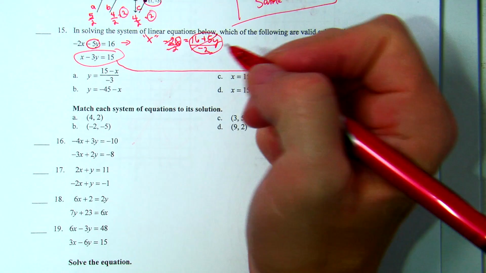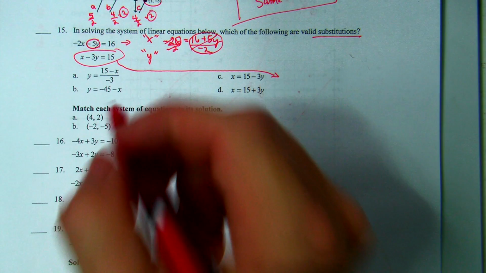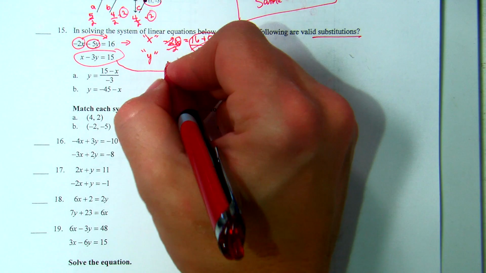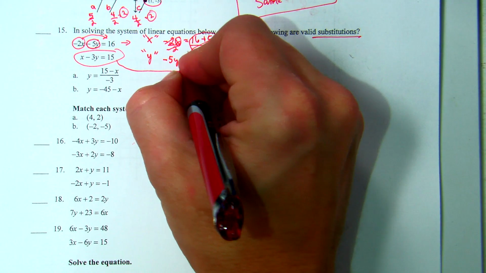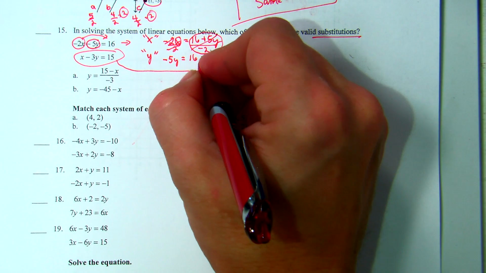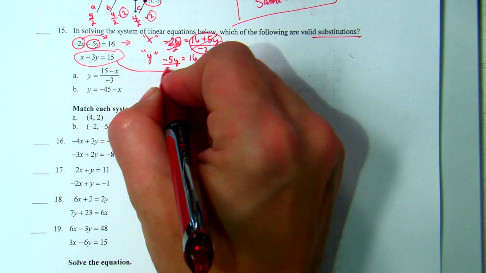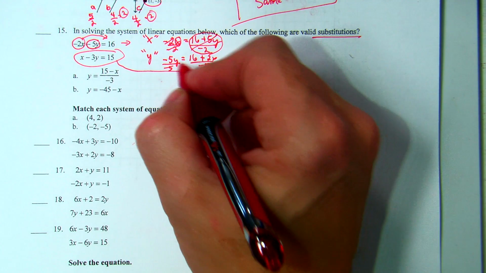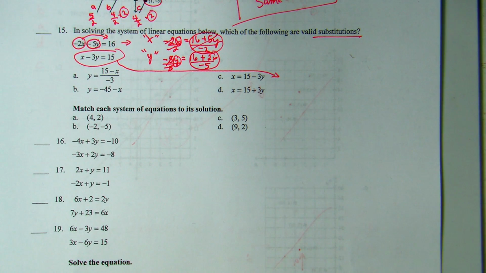And then for the y value, for this equation, I'm going to move the x term across instead. And so the resulting equation here would be negative 5y equals 16 plus 2x. And then I'm going to divide by negative 5, and that leaves me with y. Is this expression anywhere down there? I don't see that one either.